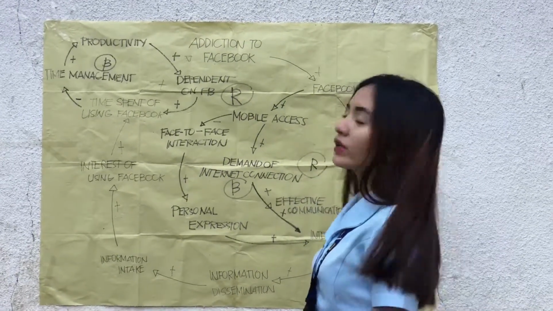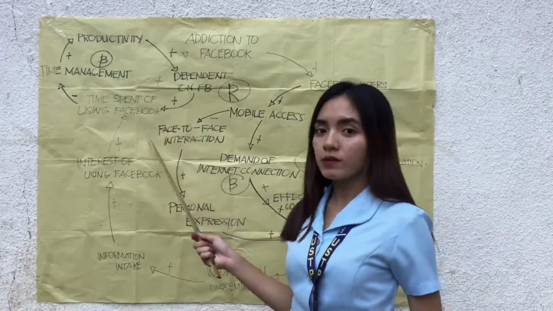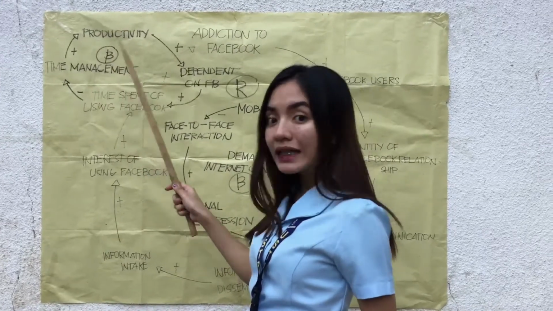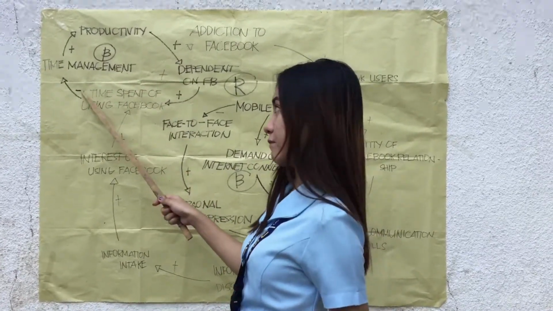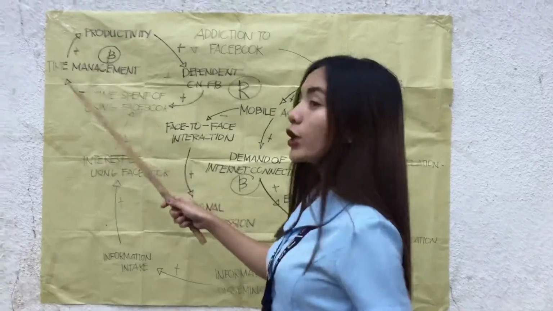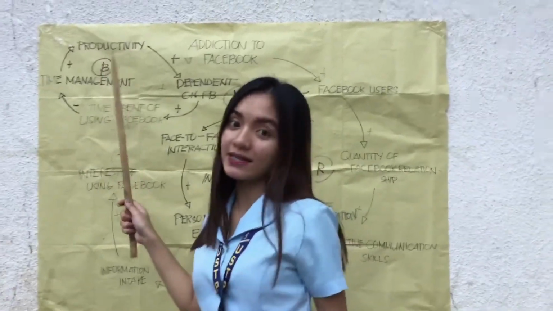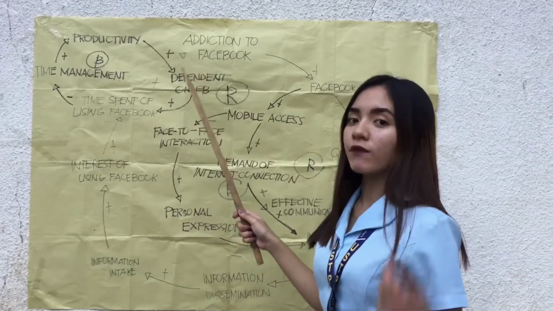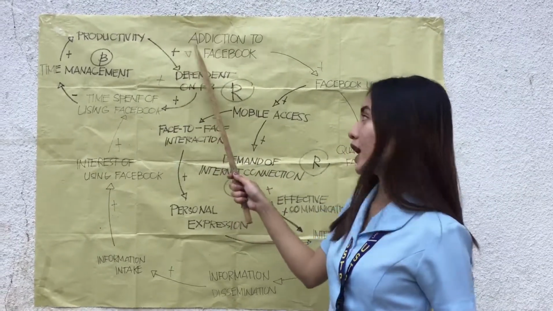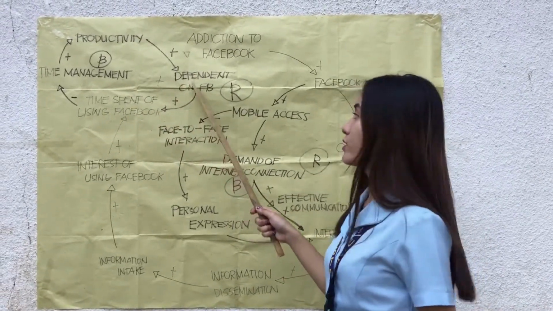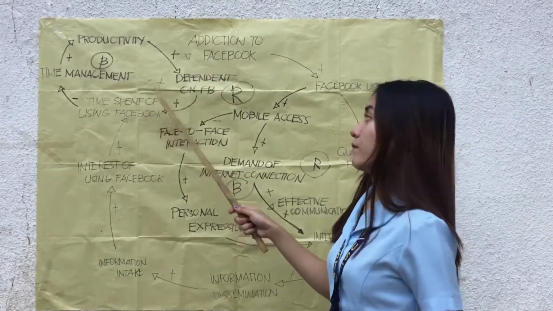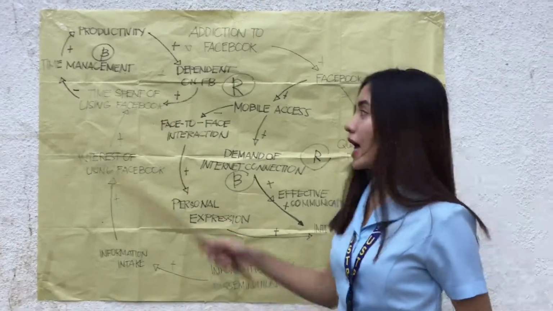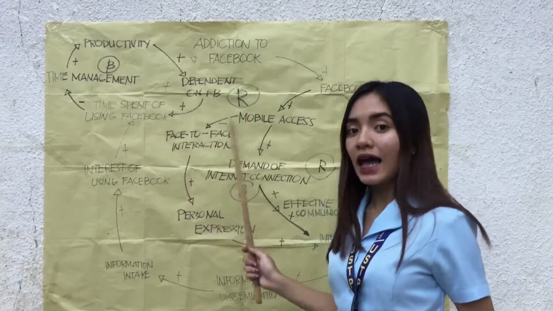For the third loop, we will connect it to the time spent of using Facebook. If there would be a time spent of using Facebook, your time management will decrease, which leads to a negative polarity. If there would be time management, your productivity will increase, which leads to a positive polarity. If there would be productivity, your dependency of using Facebook will increase, which leads to a positive polarity. And for being dependent on using Facebook, your time spent of using Facebook will increase, which leads to a positive polarity. And this loop is a balancing loop since it has a different direction.